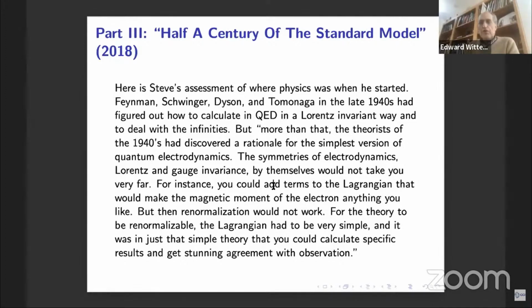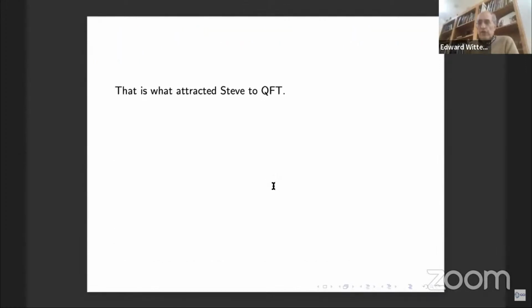So for instance, you got a unique answer for the magnetic moment of the electron if you make the theory renormalizable. If you don't, you have a more complicated theory, it's not renormalizable, and there's no predictive power for the magnetic moments. So that's what had attracted Steve to QFT.